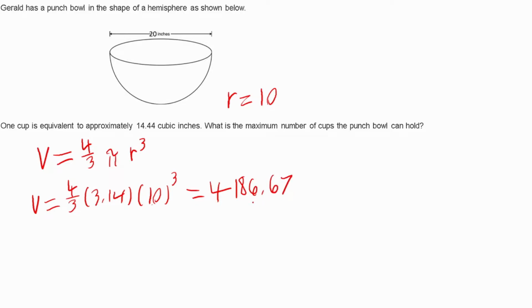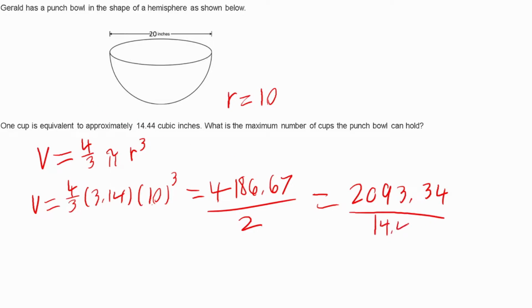1,186.67. But remember, we have to cut this in half by dividing it by 2 because we only want half of the hemisphere. So we take that number, 186.67 divided by 2, and once again, we're going to round, 2,093.34. Now, finally, in order to figure out how many cups we could fit in here, we divide by 14.44. And we'll get our answer.